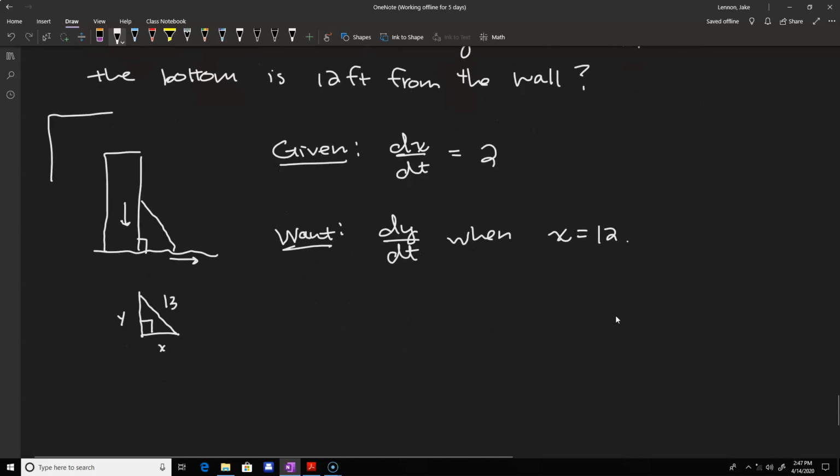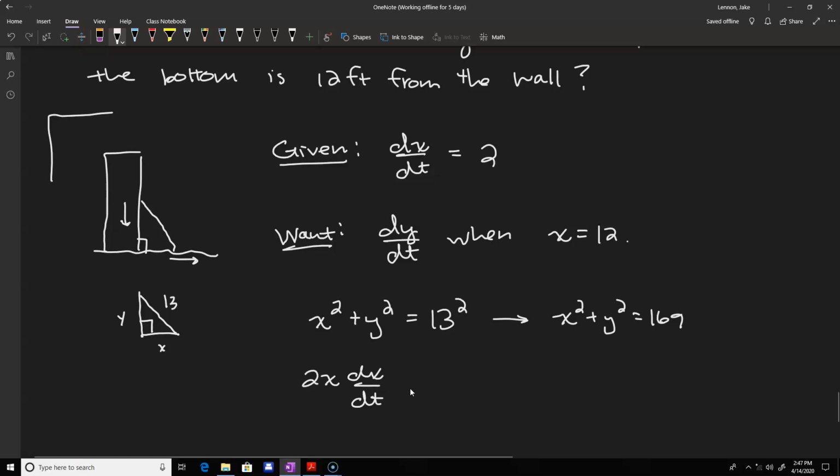The equation that relates them all is the Pythagorean theorem. We know x squared plus y squared is equal to 13 squared, or x squared plus y squared equals 169. When you take the derivative, the right-hand side is just 0 because that's a constant on its own. So we get 2x dx/dt plus 2y dy/dt equals 0. So we want to find dy/dt.